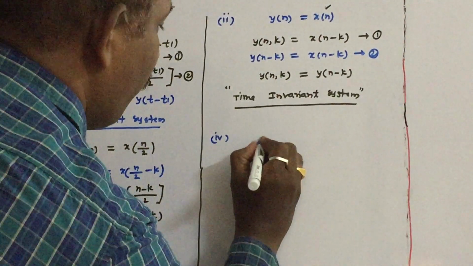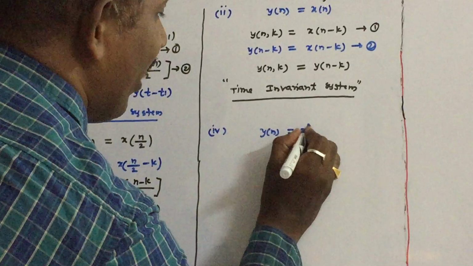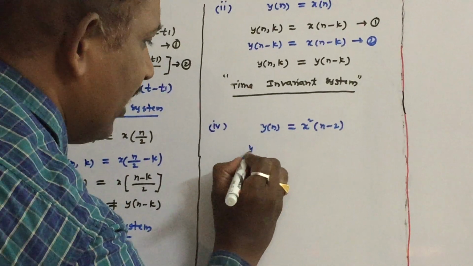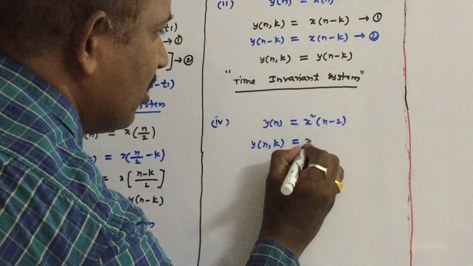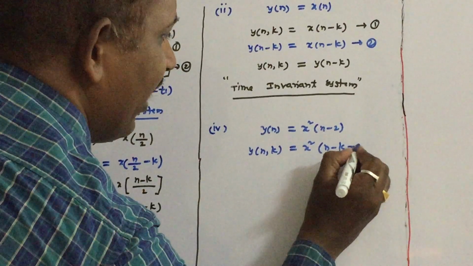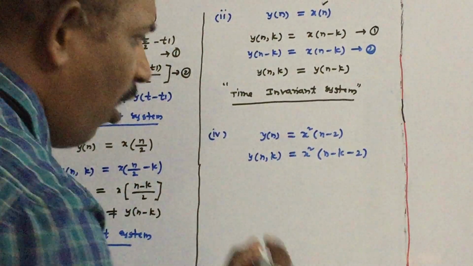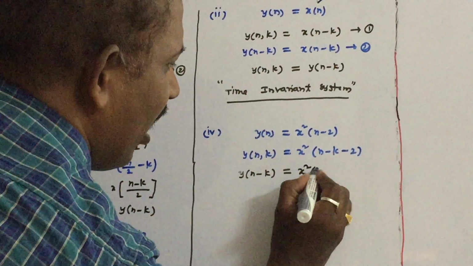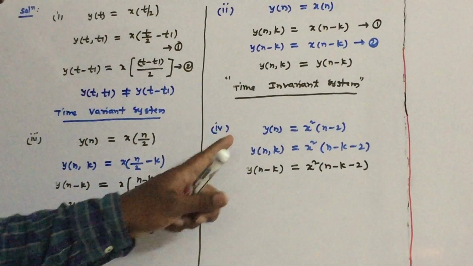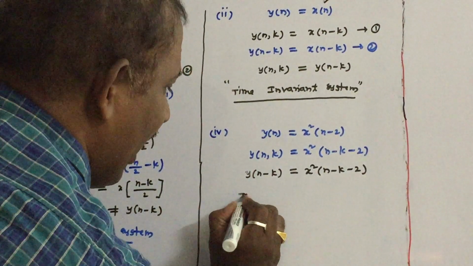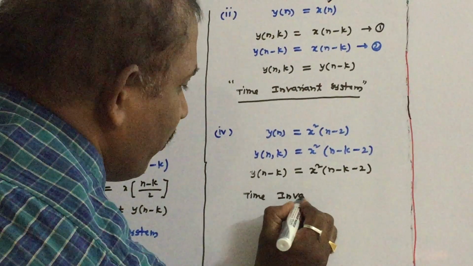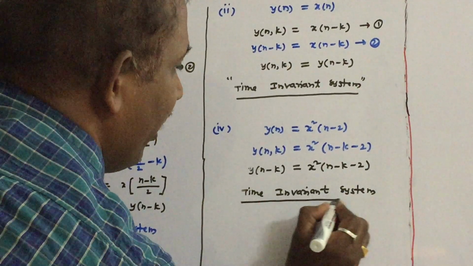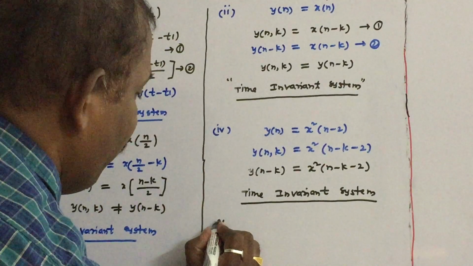What is the fourth one? y of n is equal to x square of n minus 2. First delay the input by k samples, that is y of n comma k is equal to x square of n minus k minus 2. Now delay the output by k samples. y of n minus k is equal to, if n is replaced by n minus k, x square of n minus k minus 2. Therefore these two are equal, so it is a time invariant system. So let us see the fifth one.